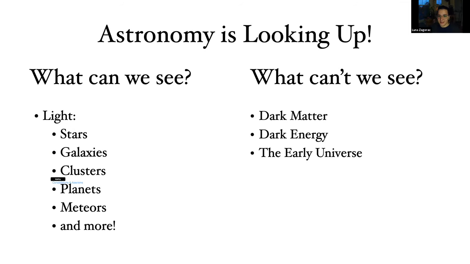And the things that we can't see are things like dark matter. This might be something that you've heard of. It's matter that we can't see, it's dark. Dark energy is also a mysterious dark thing that we don't see, but that drives how fast our universe is moving and expanding in the super early universe. Let's first talk about the things that we can see before we talk about those things that we cannot see.